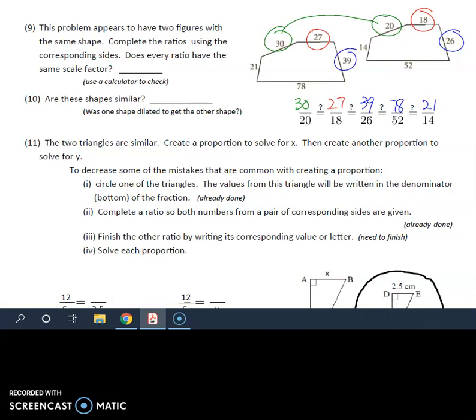If you take 30 divided by 20, you get 1.5. 27 divided by 18 is 1.5. 39 divided by 26, and 78 divided by 52, and 21 divided by 14, they're all 1.5. So does every ratio have the same scale factor? And the answer is yes. And are the shapes similar? And the answer is yes, as long as the angles match up as well.